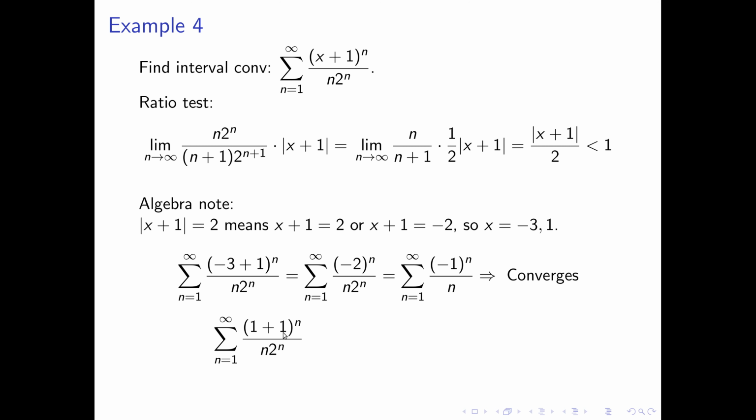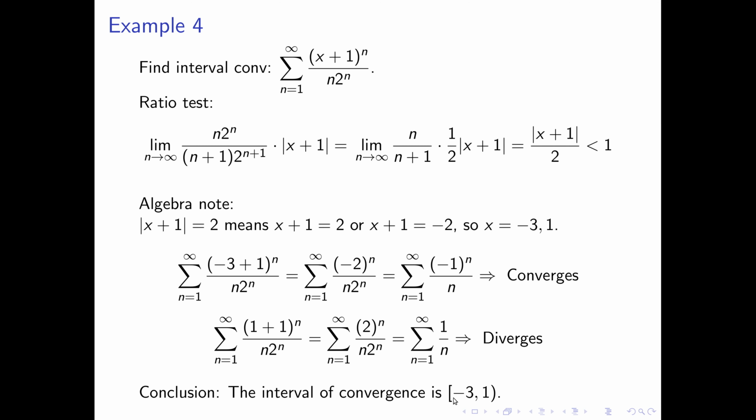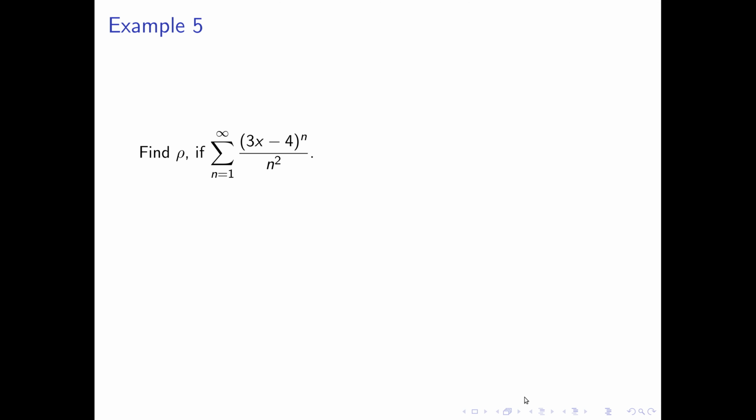How about the next one? If x equals 1, then I get 2 to the n over 2 to the n times n, and those cancel, leaving 1 over n, that's going to diverge, right? So I would not include the point x equals 1. And so the interval of convergence includes the point -3 and deletes the point x equals 1. Very good.